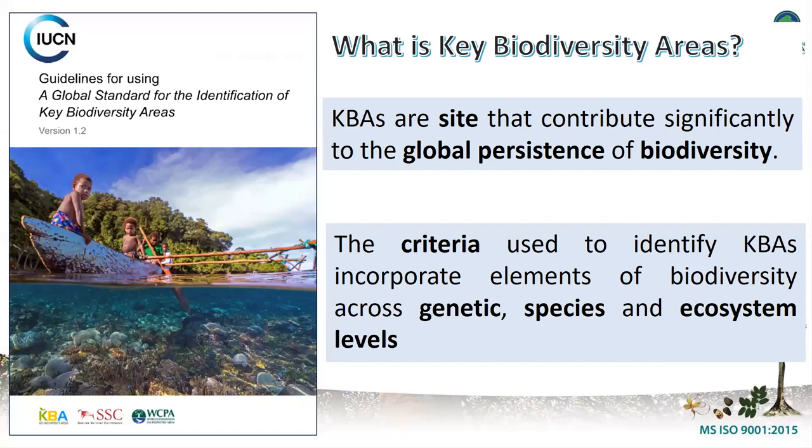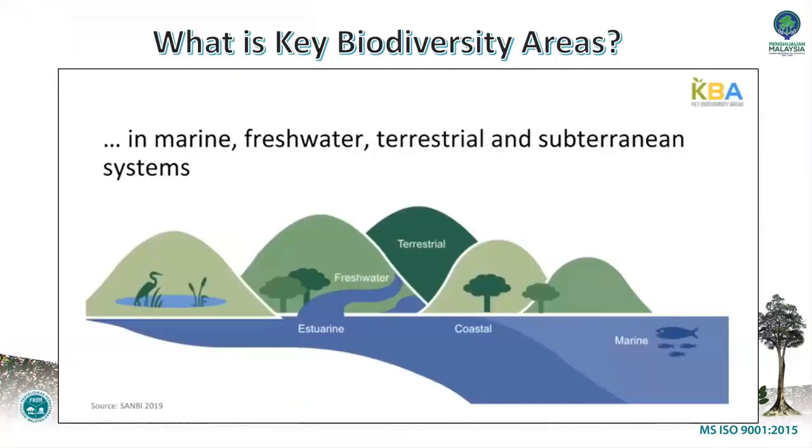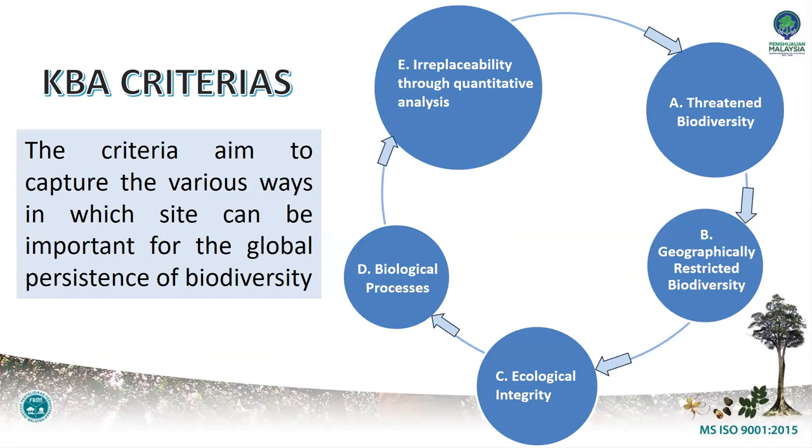Seperti yang telah dibentangkan pada presentation yang sebelum ni, apa itu KBA? KBA ni dia merujuk kepada kawasan yang dapat contribute kepada global persistence of biodiversity. Dan kriteria yang digunakan dalam projek KBA ni boleh digunakan menggunakan elemen biodiversity merentasi genetik, species dan juga ekosistem. Dan kriteria-kriteria ni applicable kepada kawasan-kawasan marine, freshwater, terrestrial dan juga subterranean system. Collectively, kriteria ni aim untuk capture pelbagai cara di mana kita boleh tengok site tu penting untuk global persistence of biodiversity.